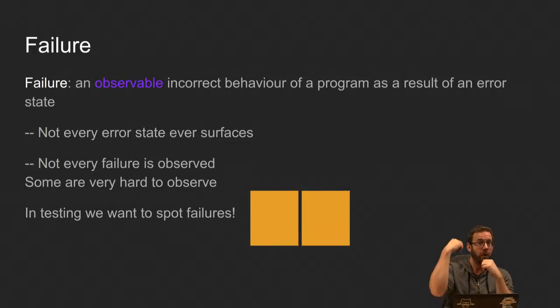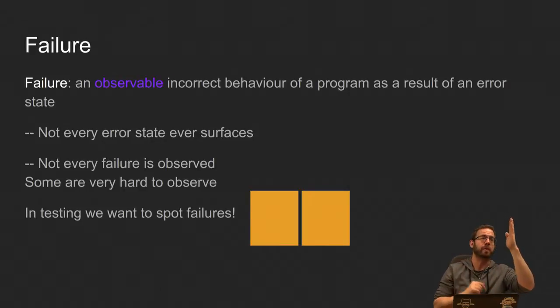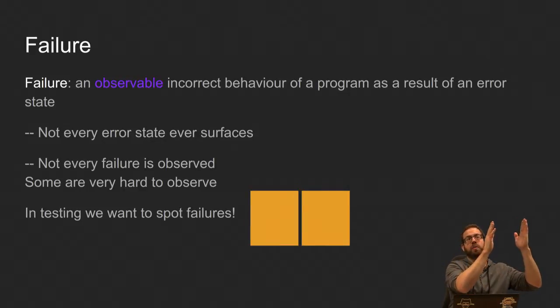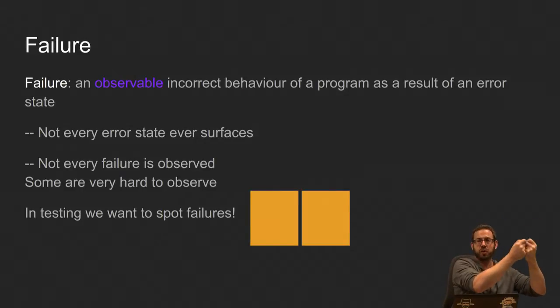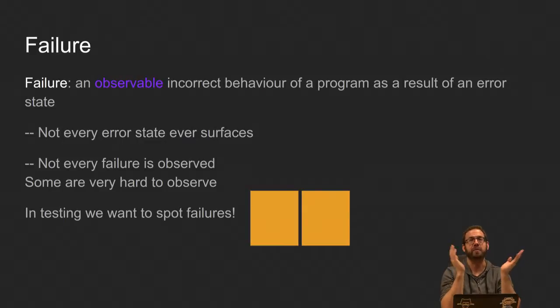So we call add at some point in the program, and then we have an error state, and then this error state propagates through the program. All these instructions are run with the sum and whatnot, and then if we output the sum so that the user can see it and we can read that on the screen perhaps, then we have a failure. So a failure is an observable incorrect behavior of a program.